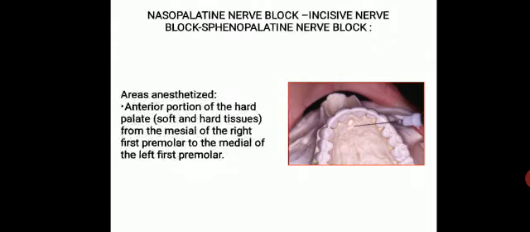Then the nasopalatine nerve block. The nerve anesthetized is the nasopalatine nerve, and the area anesthetized is the anterior portion of the hard palate from medial of the right first premolar to the medial of the left first premolar.